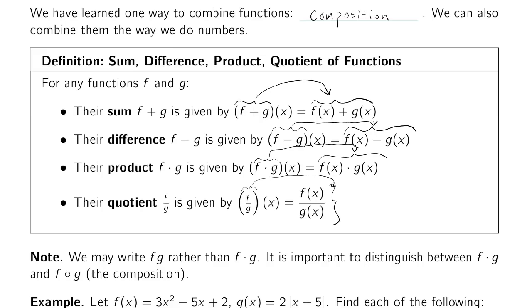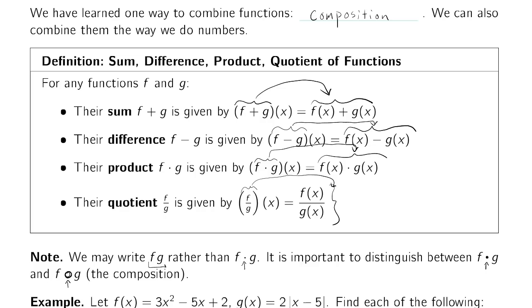We might not write the times sign when we multiply functions. We might just write fg instead of f times g. It's important to distinguish between f times g and f composed with g. So the times sign should be just a small dot. The composition sign should be a relatively big open circle.